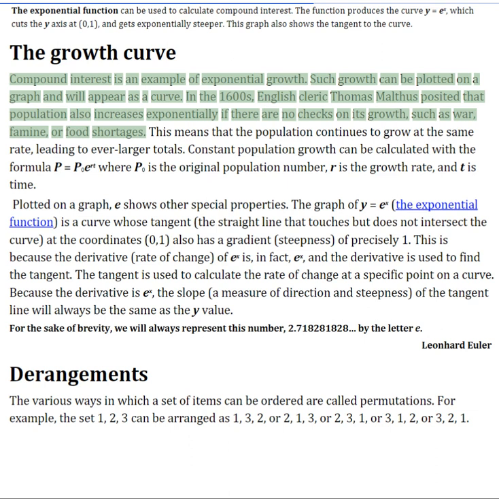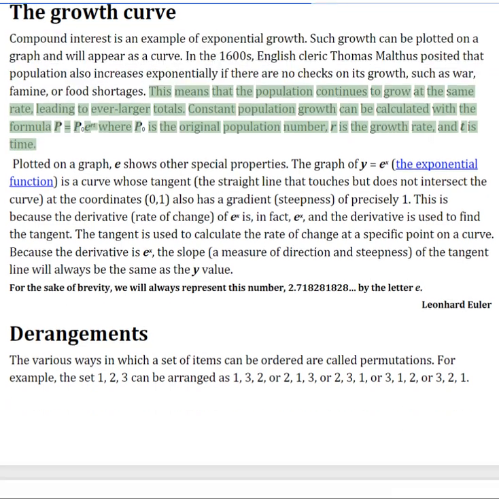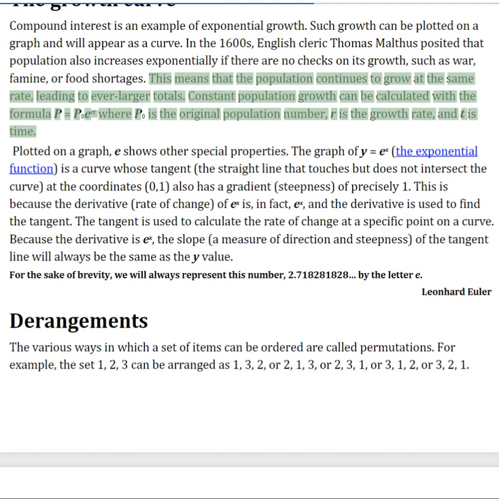The growth curve. Compound interest is an example of exponential growth. Such growth can be plotted on a graph and will appear as a curve. In the 1800s, English cleric Thomas Malthus posited that population also increases exponentially if there are no checks on its growth, such as war, famine, or food shortages. This means that the population continues to grow at the same rate, leading to ever larger totals. Constant population growth can be calculated with the formula P equals P0e^RT, where P0 is the original population number, R is the growth rate, and T is time.